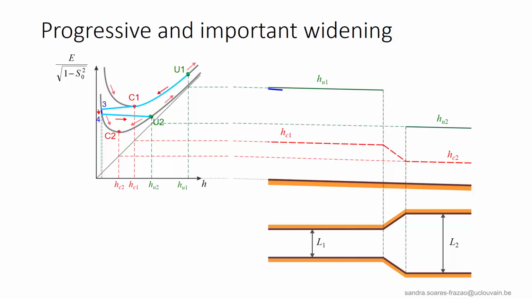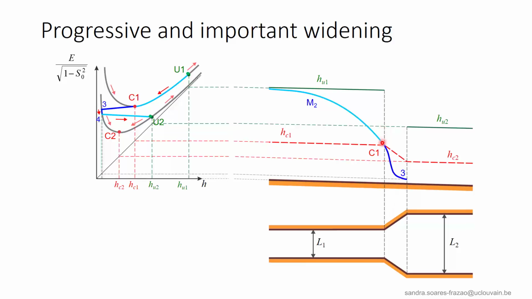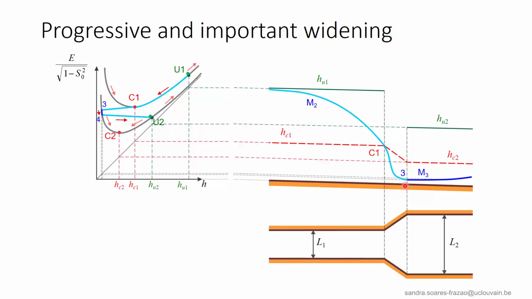The corresponding flow profile from upstream to downstream is illustrated here. Starting from U1, we have a M2 profile until the critical depth at point C1, that is a control section. Then, the water profile crosses the critical depth in a continuous way, and the water depth further decreases in the transition until point 3, below HC2. From point 3, we have a M3 profile until a point 4 here that will be determined as follows.